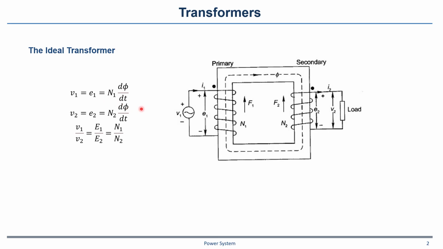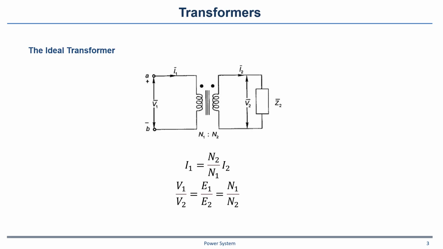In the ideal case, if we divide these two equations by each other, we get this equation: the voltage in the primary divided by the voltage in the secondary is equal to the ratio of the number of turns. For example, if we have 100 volts in the primary, 100 turns in the primary and 200 turns in the secondary, then V2 will be 200. So if the ratio is 2 to 1, the voltage of the secondary will be 2 times the voltage of the primary. What will happen to the current?